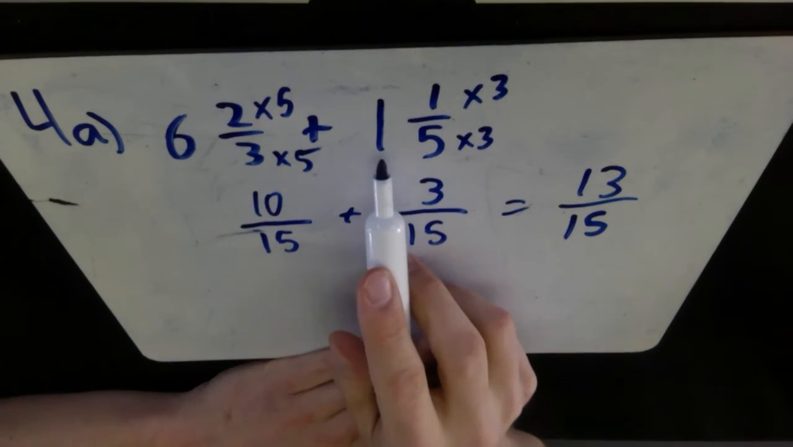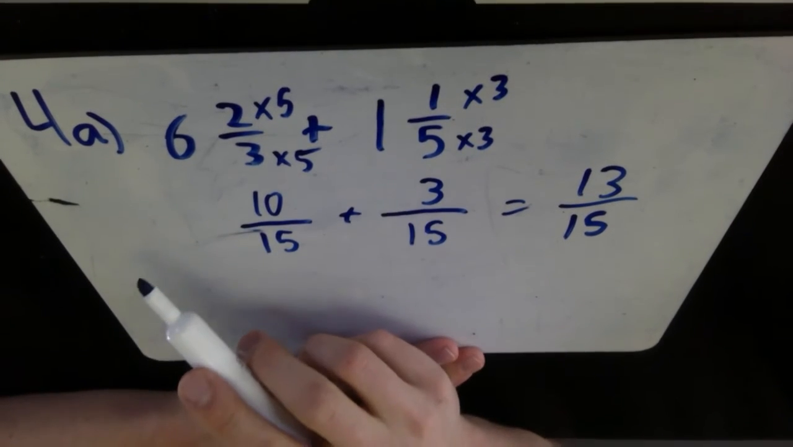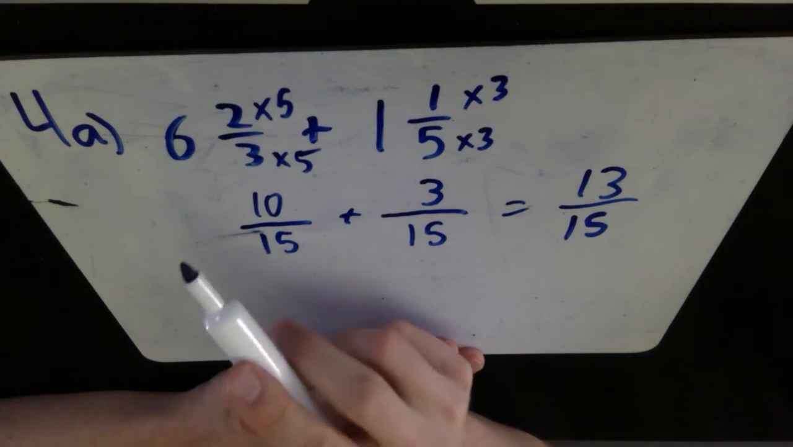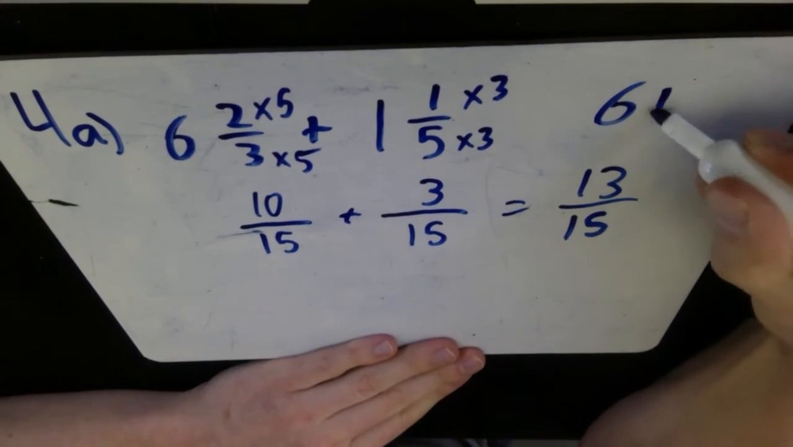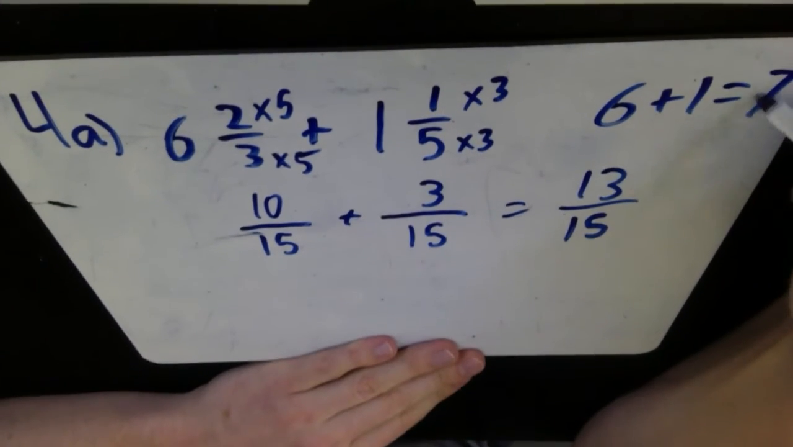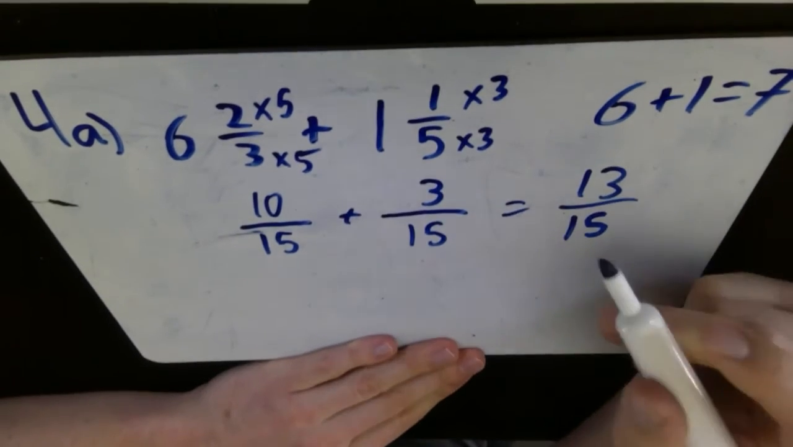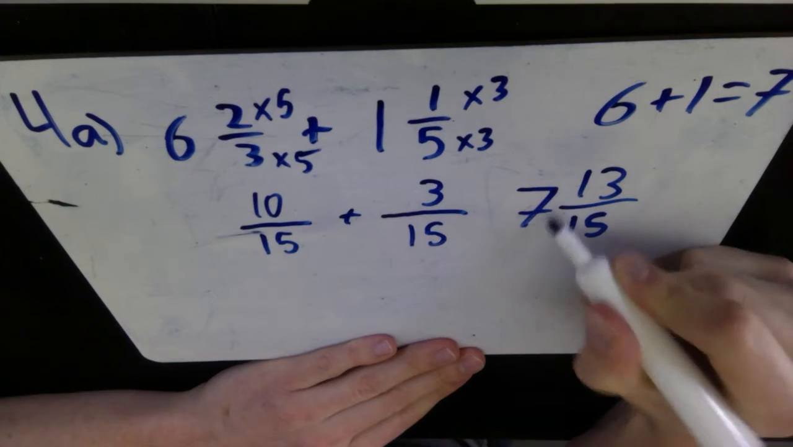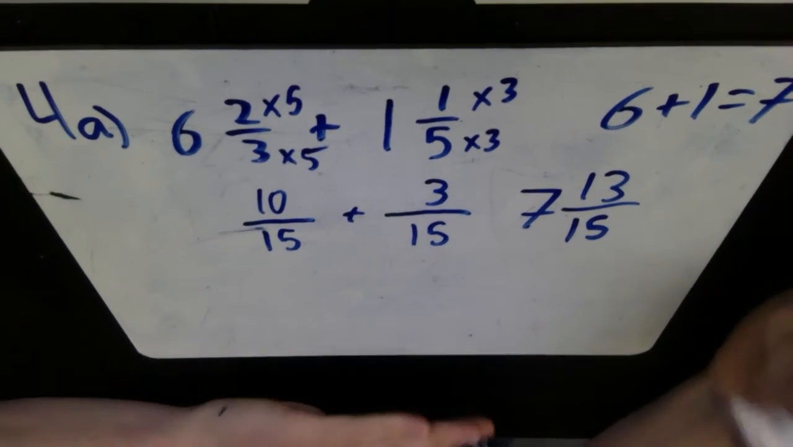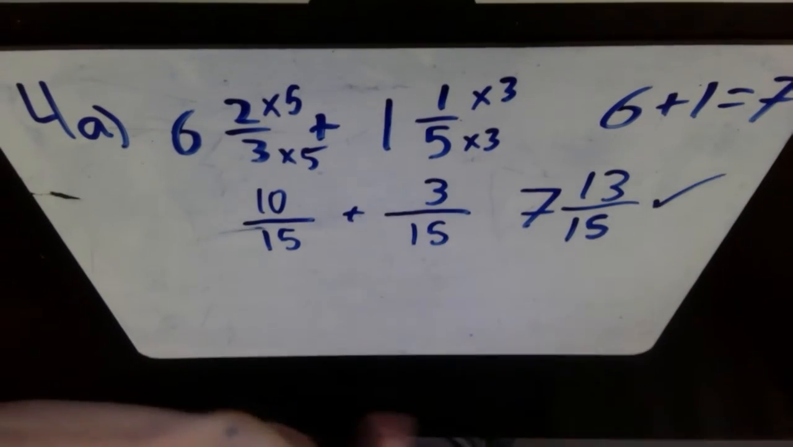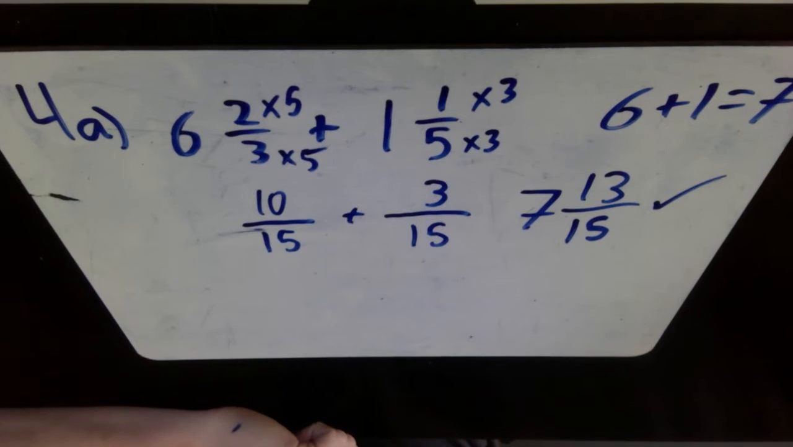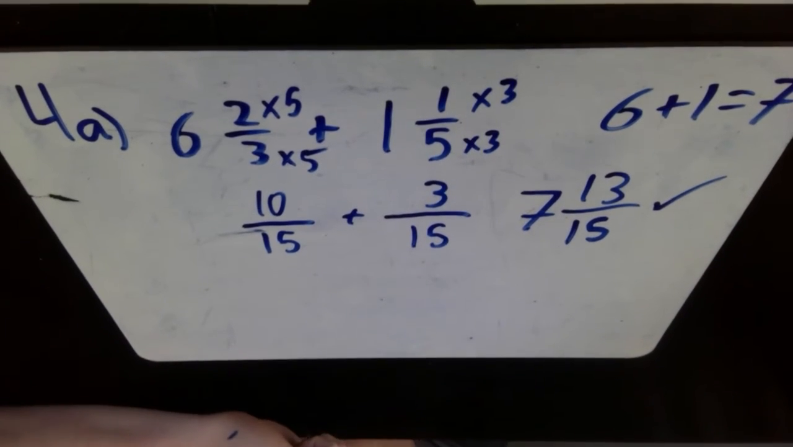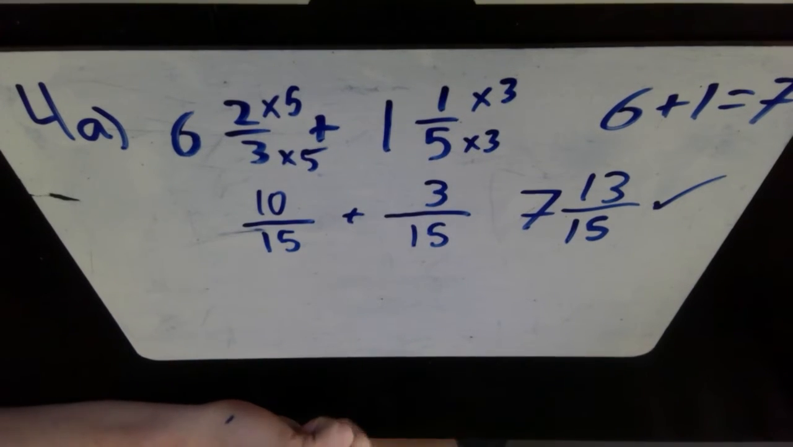We have a 6 and we have a 1. This is kind of the easy part though. All you have to do is add those together. Your whole numbers, 6 plus 1 is 7. So you also have 7 wholes. We'll add that down here to our answer: 7 wholes and 13 over 15. So there's your answer for 4A. If you'd like to, go ahead and pause the video there for a sec to make sure you have all that down if you're missing anything.